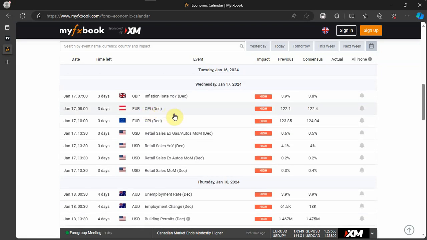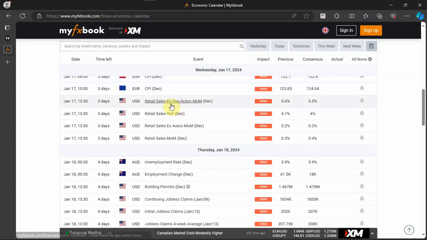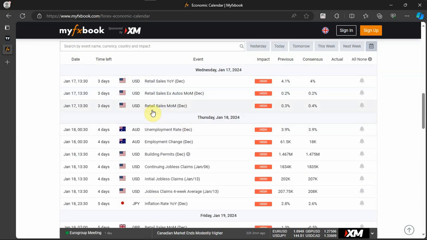On Wednesday, January 17, 2024, we have inflation rate for GBP. We have CPI for Austria. We have CPI for the Eurozone. We have retail sales, excluding gas and autos, month over month, for the month of December for USD. We have retail sales year over year for the month of December for USD. Then you have retail sales, excluding autos, month over month for the month of December for USD. Then retail sales month over month for the month of December for USD.